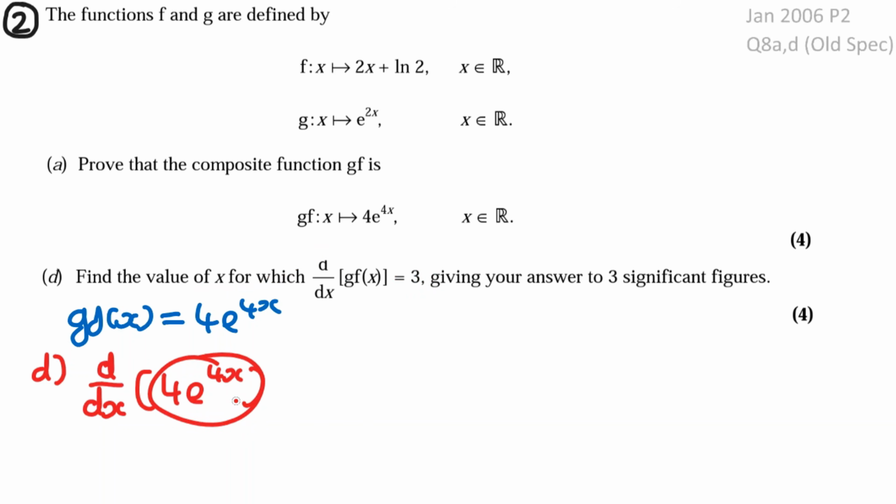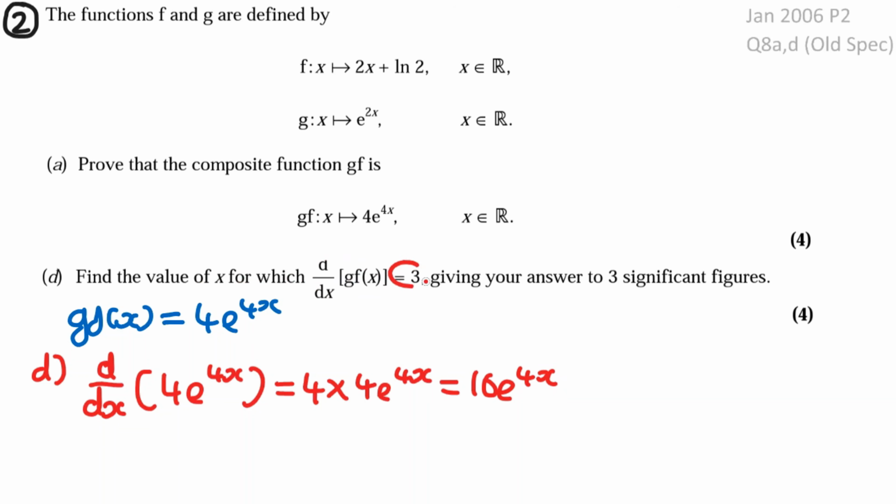So firstly, let's differentiate this here. So 4e to the power of 4x differentiated is going to be, so we have this 4 coefficient here, so it's going to be 4 multiplied by an e to the power of 4x differentiated. We'll bring this 4 down, it's going to be 4e to the power of 4x. So this is going to be equal to 16e to the power of 4x. And we need to find the value of x, which this is equal to 3. So we need to find the values of x, which 16e to the power of 4x is equal to 3.